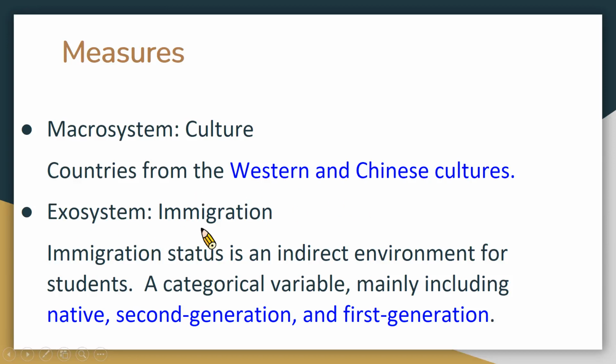Exosystem is immigration. Immigration status is an indirect environment for students. A categorical variable is used: native, second generation, and first generation.